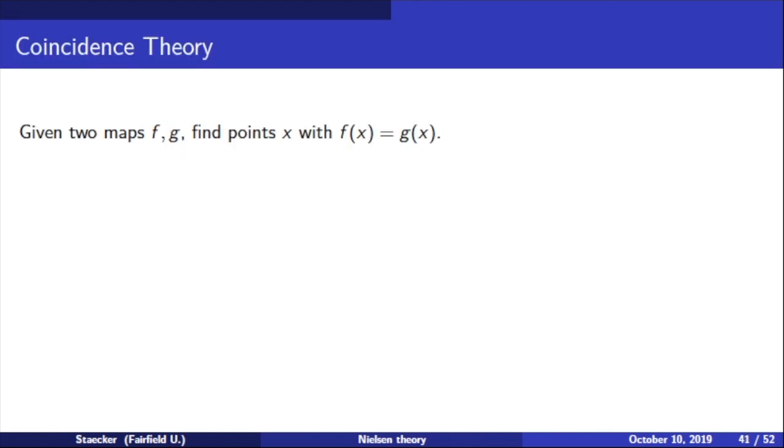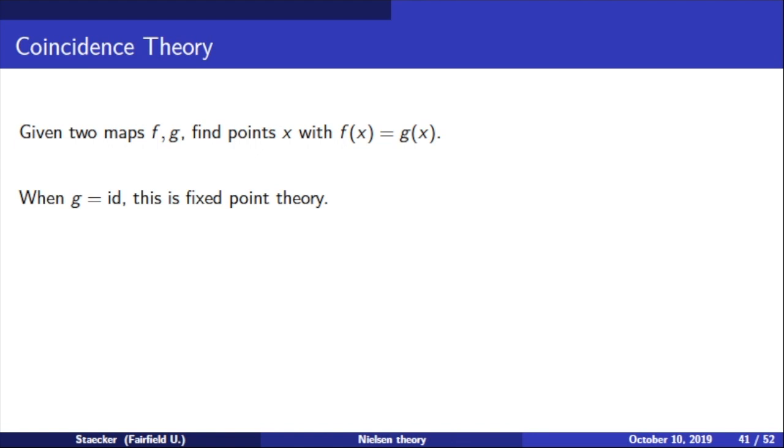So coincidence theory is when you have 2 functions, f and g, and you are trying to find points where f of x equals g of x. This is similar to fixed point theory because if g is the identity, then we're talking about fixed points. But if g is something else, then we're talking about coincidence.